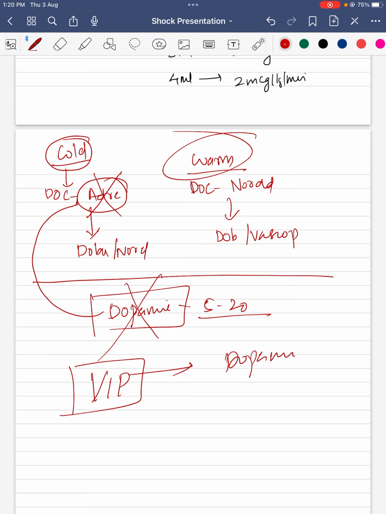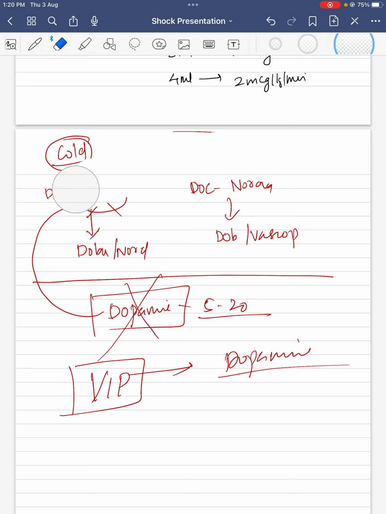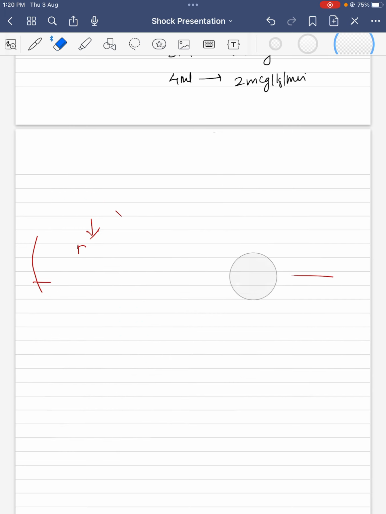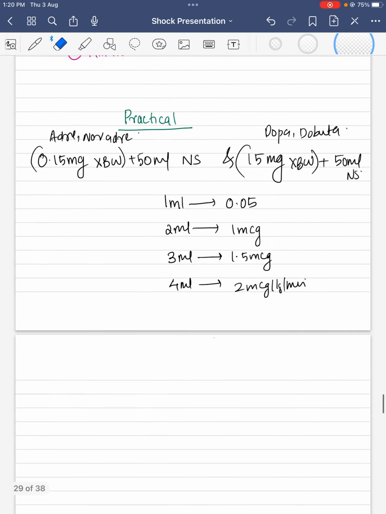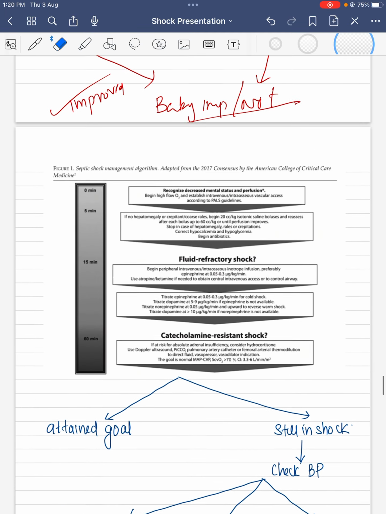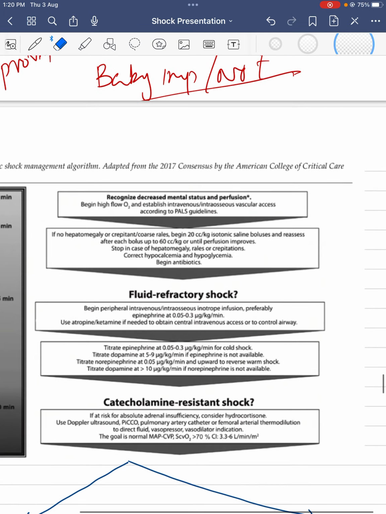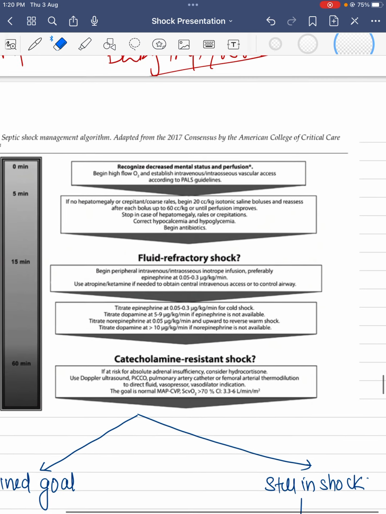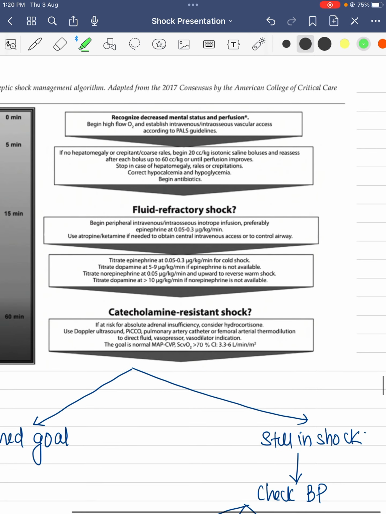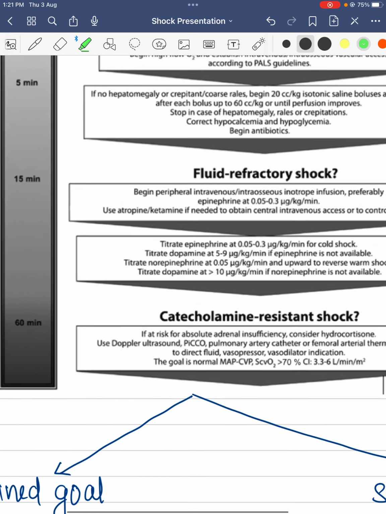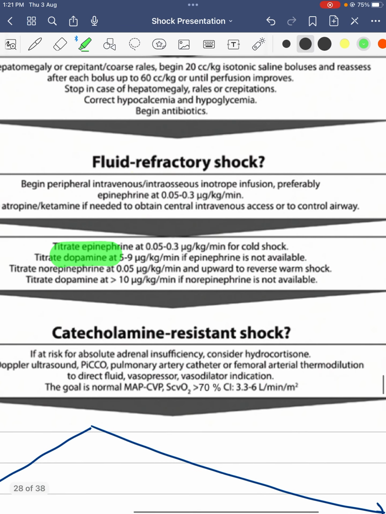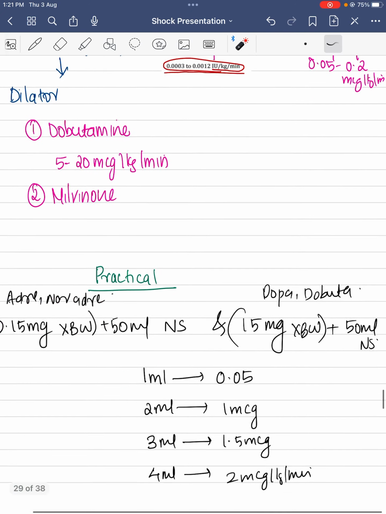Dopa has no role in the management of shock as per the 2022 guideline as well as the 2017 American Academy of Critical Care. See, the only indication of dopamine is if epinephrine is not available. See the term, if not available. Otherwise dopa has no role in the management of shock.